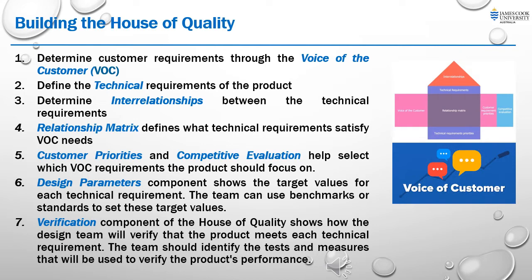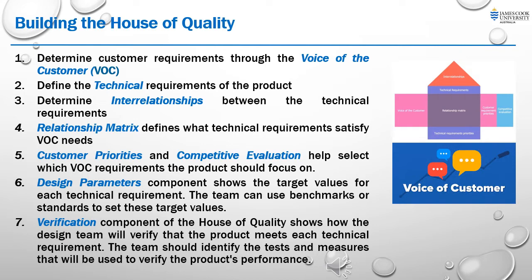So the House of Quality has several components which are arranged in the shape of a house. The main components are customer needs, or we call it the voice of the customer. This is the foundation of the House of Quality. The design team lists all the customer needs and requirements for the product. These needs may be gathered through customer surveys, feedback, or other means.